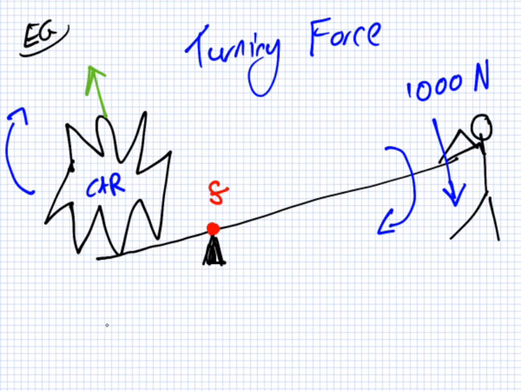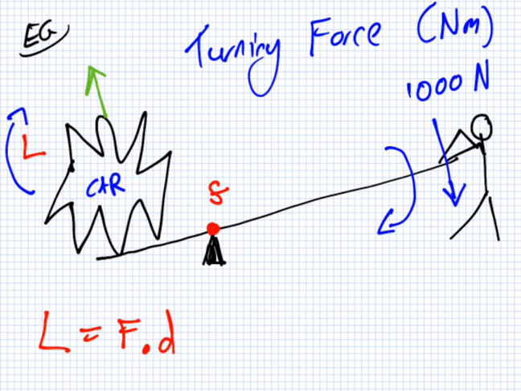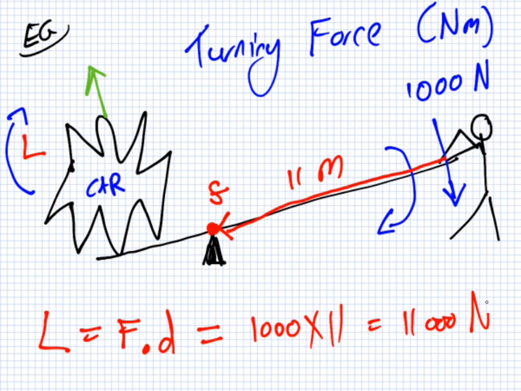This force you don't measure in newtons. You measure this force in newton meters, because the formula for this turning force is the moment, and that's equal to the force multiplied by the distance. But please be careful. It's the distance from the fulcrum to the line of action. So let's say that this distance is 11 meters. So this would be 1,000 multiplied by 11, so that'd be 11,000 newton meters. So this is my example I made up.